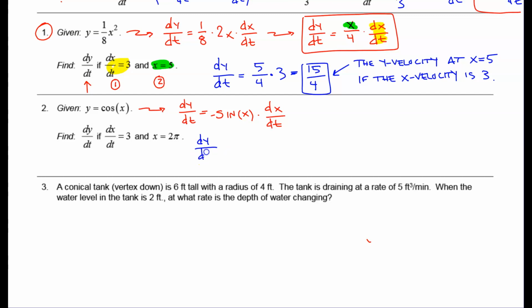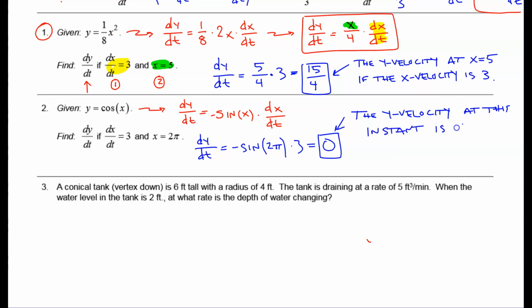There we go. dy/dt equals negative, the opposite of the sine of 2 pi. That's the x value. And then I'm going to multiply by 3. Well, let's think about that. The sine of 2 pi is on the right-hand side of the unit circle. It's right on the x-axis, so that's equal to 0. 0 times 3 is 0. What does that tell us? The y velocity, this instant, is 0. So at that instant, it is not moving whatsoever. It's stationary. So let's take a look at that example graphically.